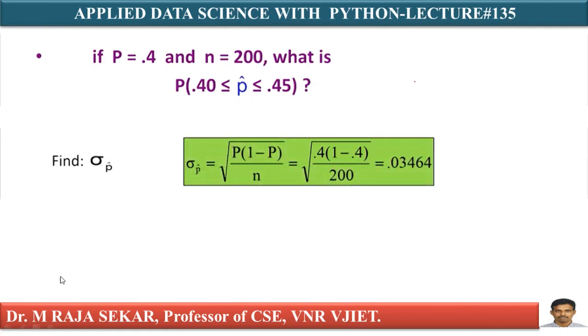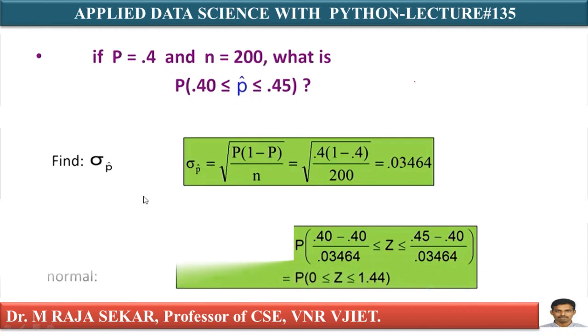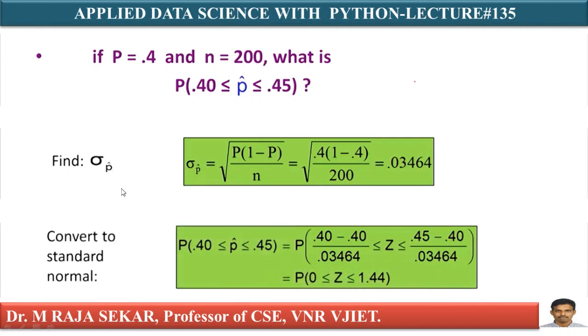We already discussed this formula. Sigma p cap equals the square root of P, what is my P value? 0.4, into 1 minus 0.4, by n, the sample size. Just we are getting the standard deviation of the sample proportion. Now I must find the probability of the sample proportion between 0.40 and 0.45. I cannot find this directly. I must convert it into the standard normal distribution so that I can use the standard Z table. By using that table, you will get the area under the normal curve, which gives the probability. It's simple and straightforward.